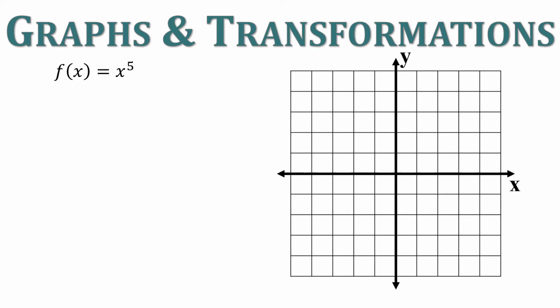Let's graph it. Our end behaviors are going to be opposite because it's odd, but because our coefficient is 1 and it's positive, it's going to end going in the positive direction. So that's x^5. Now we can apply transformations just like we have in the past. If we make it a negative x^5, it is going to reflect across the x-axis, just like that.